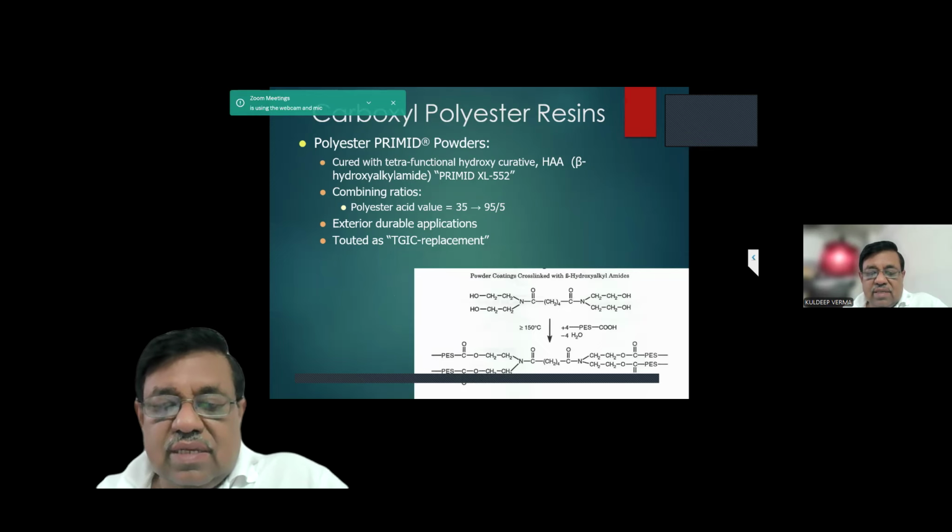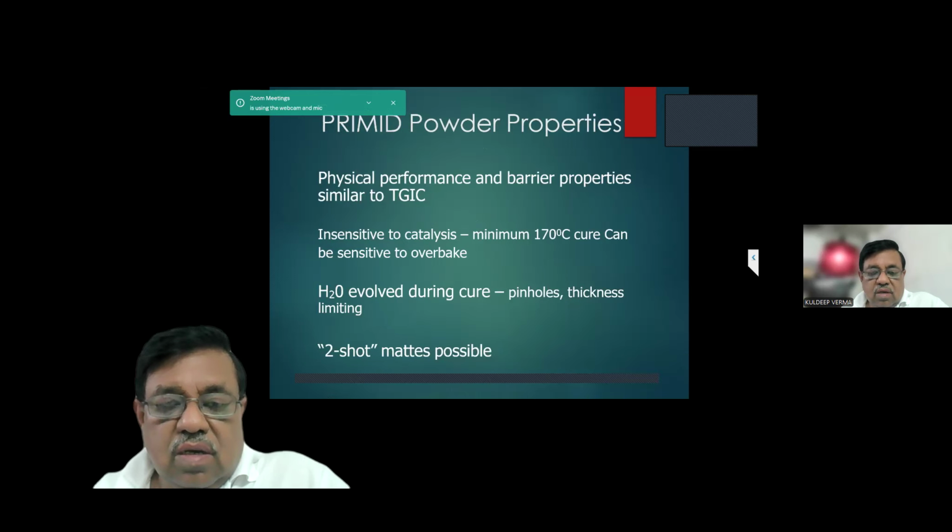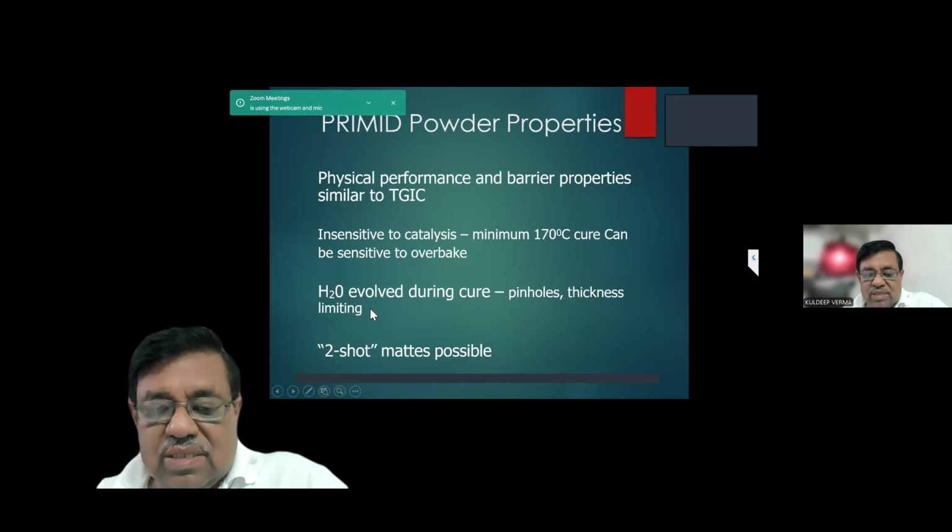This is another system. Instead of TGIC, HAA, beta hydroxy alkyl amide, is used. The brand name from one company is Primid XL552. This ratio is 95:5. But here you should have a different polyester than the polyester used for TGIC. The same polyester cannot be used. Physical performance and barrier properties are similar to TGIC. Sometimes H2O is evolved during cure, giving pinhole and thickness limitations.